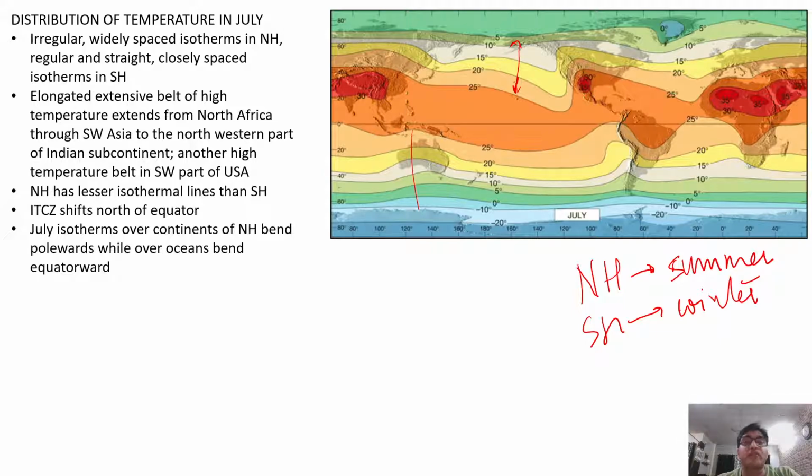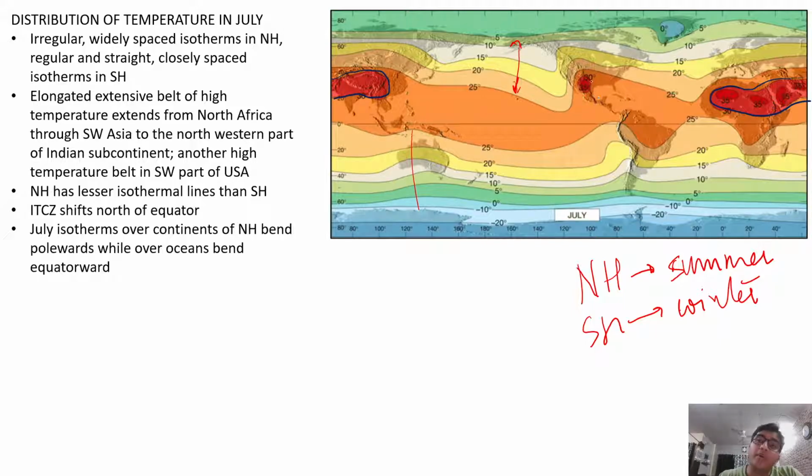And the interesting fact over here is that during the month of July, the high temperature belt extends from North Africa, extends all along the Indian subcontinent and goes towards the Central Asia.